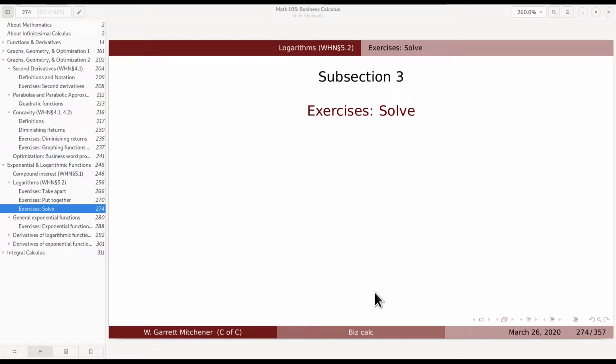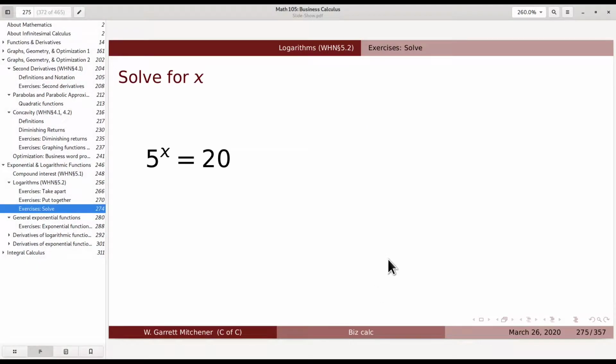In this video, I'm going to give some demonstrations of how to solve equations using the natural logarithm and the natural exponential function. So for this, we'll be doing a combination of taking apart and putting together to solve equations. Here's our first example. So we're going to solve 5 to the power x equals 20. I encourage you to take a moment, try to figure this out, and then I'll demonstrate the solution.